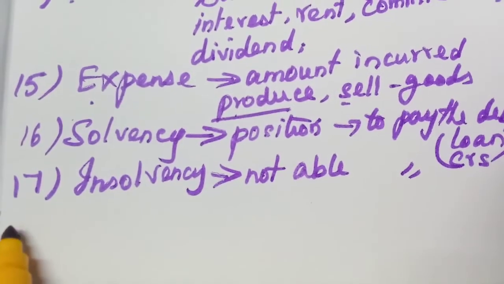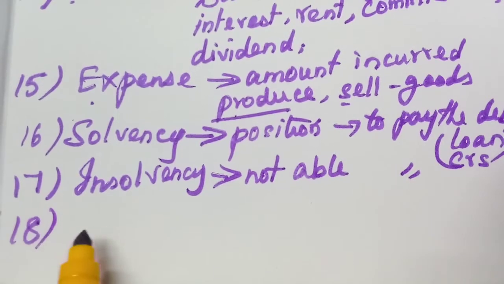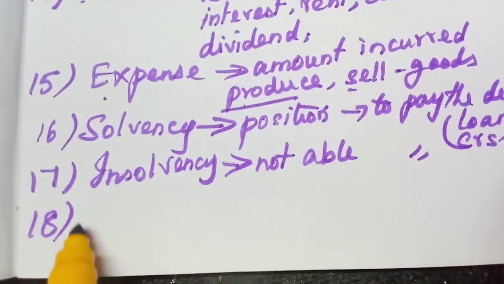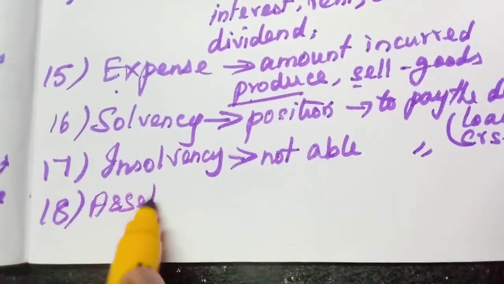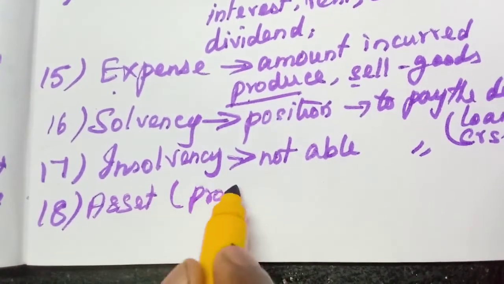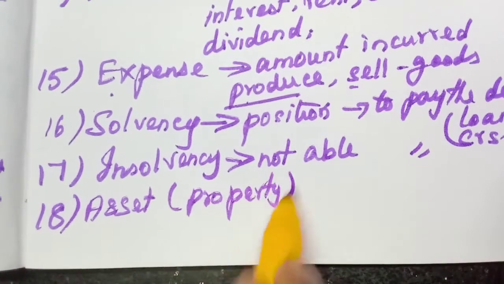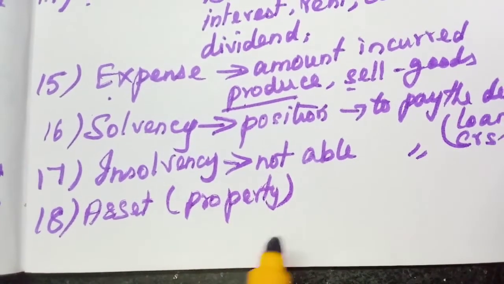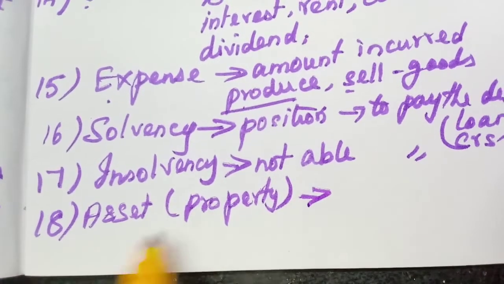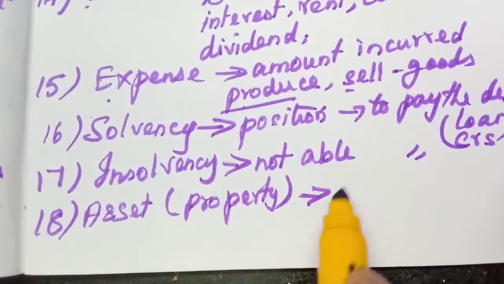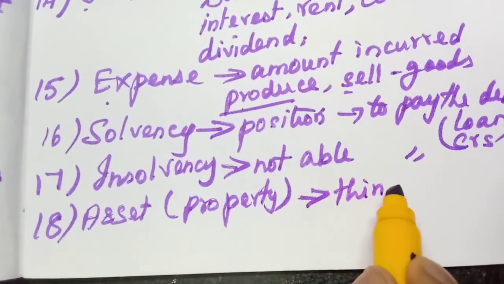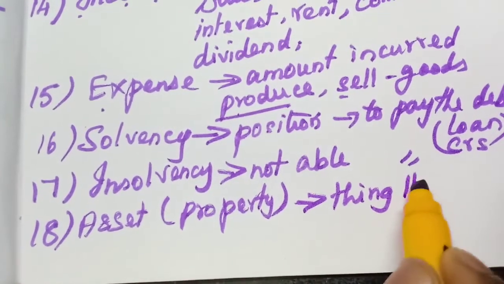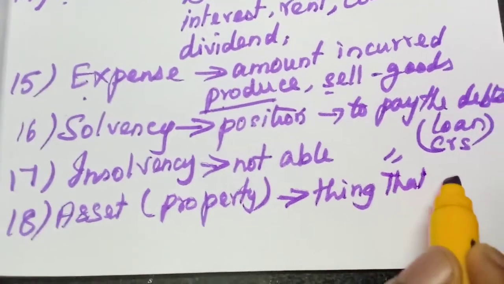Now, asset. What is an asset? We have heard it, isn't it? We can say simply, asset means, the ordinary word is property. You will understand: think that asset means property. Or the thing. What is the explanation of this asset or property? A thing that we possess or we own. A thing that a business owns.